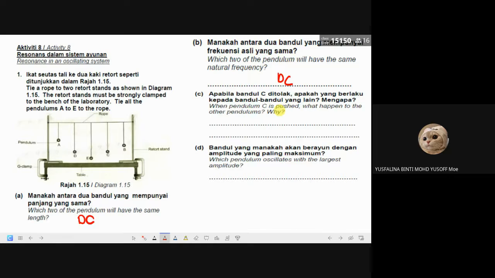Resonance. Let's say you sing and your singing can reach the natural frequency of the glass near you, the glass will break. For this one, if you swing C, C is actually the same length as D, meaning C has the same natural frequency as D, right? So when you try to oscillate C, it will transfer the energy to all of the pendulums, but D will oscillate with the maximum amplitude, because it has the same natural frequency as C.